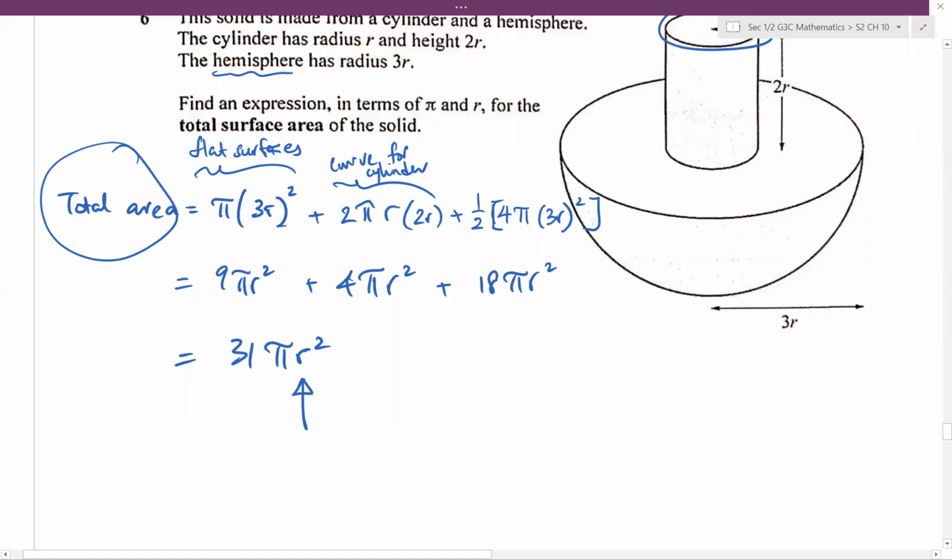Anybody needs more time? Anyone finish? Okay, put it in units. Square units. Sitting finished?